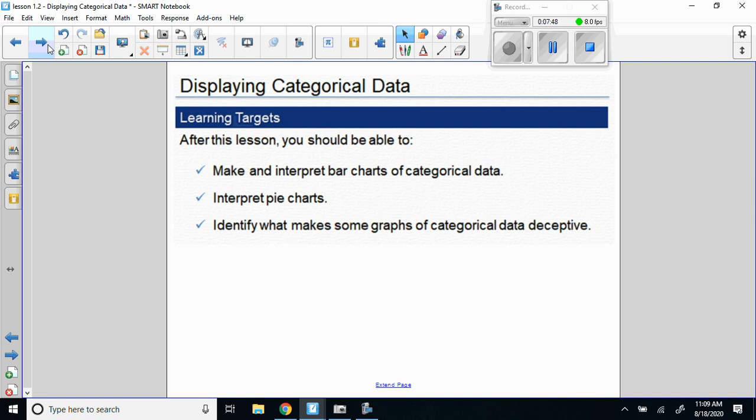Now, in this lesson, we're going to understand the 2 simplistic ways, right? We're going to make and interpret bar charts of categorical data. Based on 1.1, statistics is looking at the story of the numbers, right? That's the definition I gave. Would y'all agree? So we're going to tell what the story says when we look at a bar chart and pie chart, and we're going to identify some graphs of categorical data that are deceptive, right?